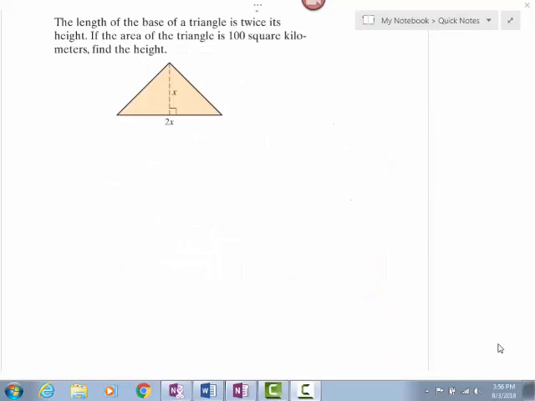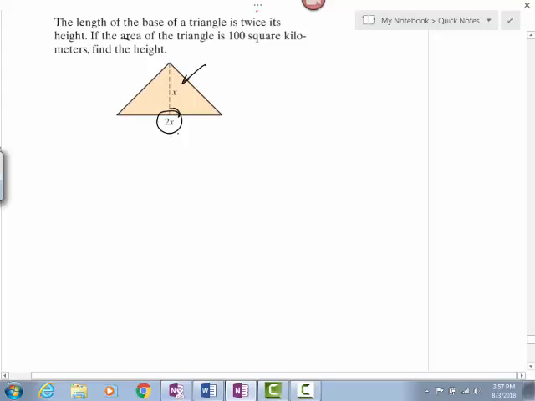All right, so the next problem I have here is a geometry problem, and it says the length of the base of a triangle is twice the height. If the area of the triangle is 100 square kilometers, find the height. Okay, so let's take a look here. So here's the base. It tells me it's twice the height. There's the height, so it's going to be x, right? This is twice of that distance.